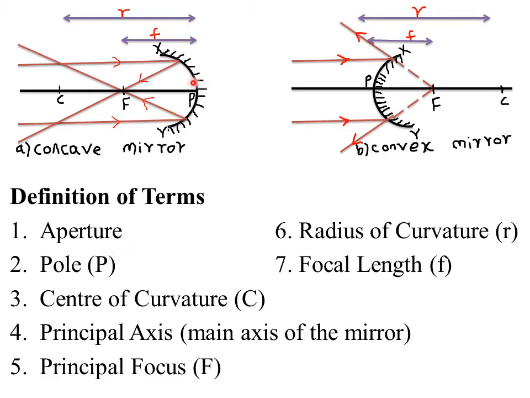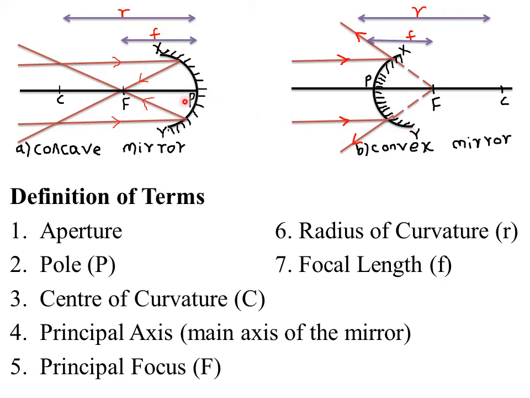In this case, this is my mirror which is running from point X to point Y. The geometric center of this particular mirror, which is represented by capital P, is what we are calling a pole. Here the pole is here because this is where we have the geometric center. A pole actually divides a mirror into two halves. For example, the distance PX and the distance PY should be exactly the same.